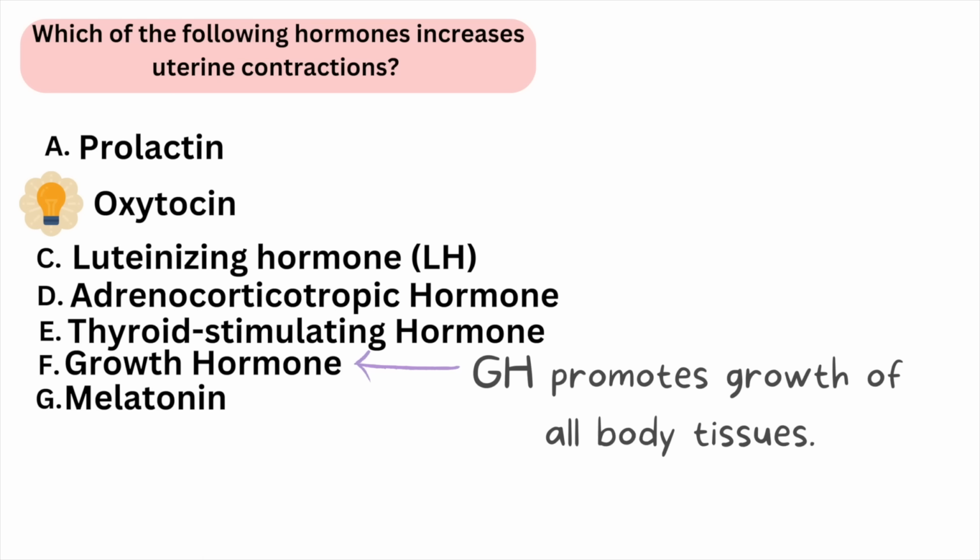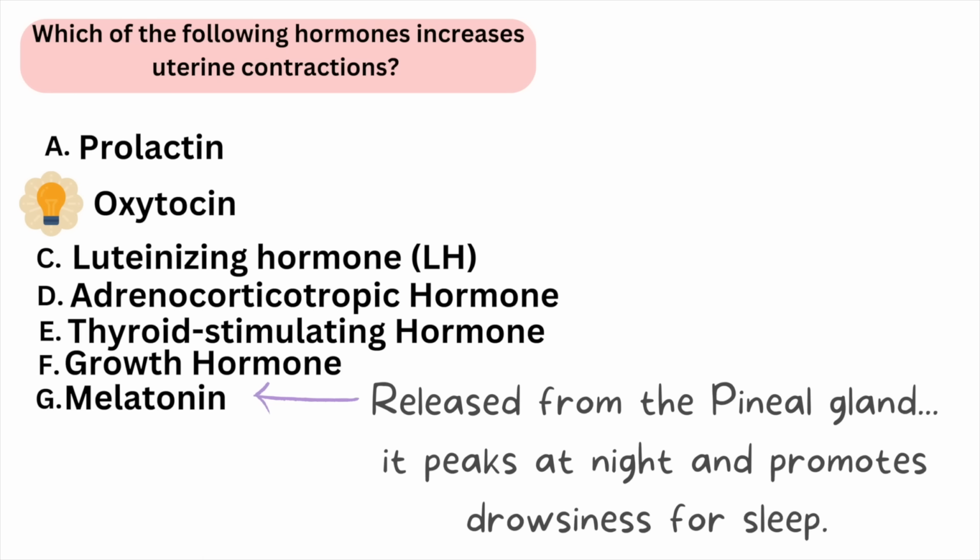Next, the growth hormone, or GH for short. This promotes growth of all bodily tissues. Lastly, we have melatonin. Melatonin is released from the pineal gland. It peaks at night and it promotes drowsiness for sleep.